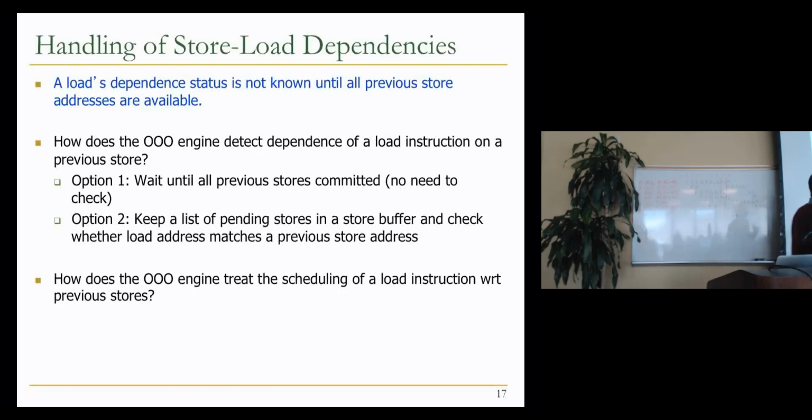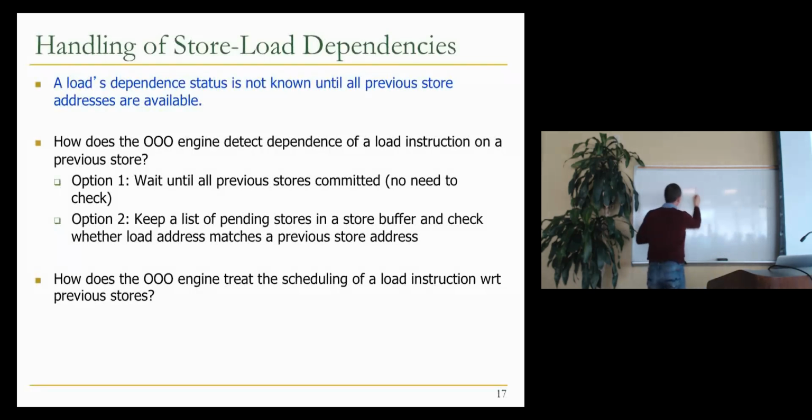That's a terrible approach. The second option, which we talked about earlier, is to keep a list of pending stores in a store buffer. These are all of the stores that have been decoded but not yet committed, and you check whether the load address matches the previous store address. This is how you can determine whether the load is dependent on the store. Basically, I'll get rid of the beautiful out-of-order execution example and show the store buffer over here.